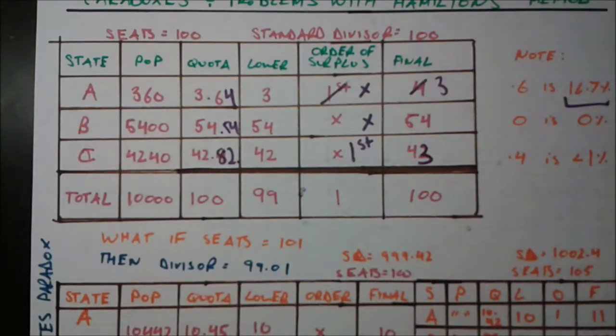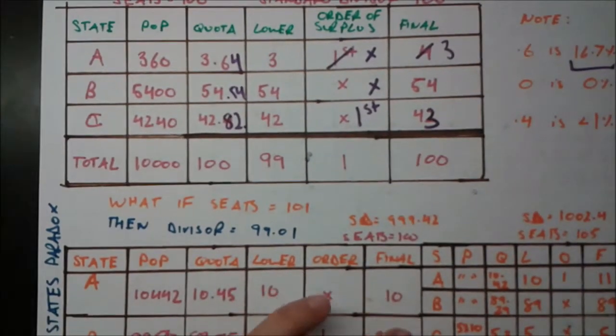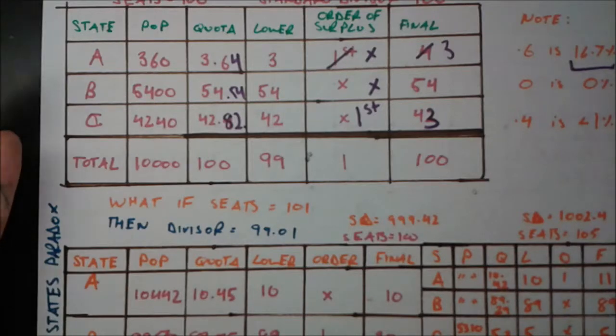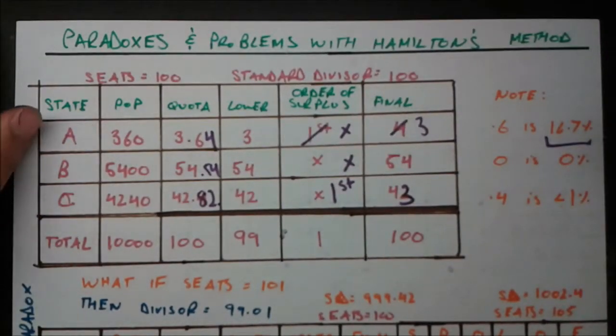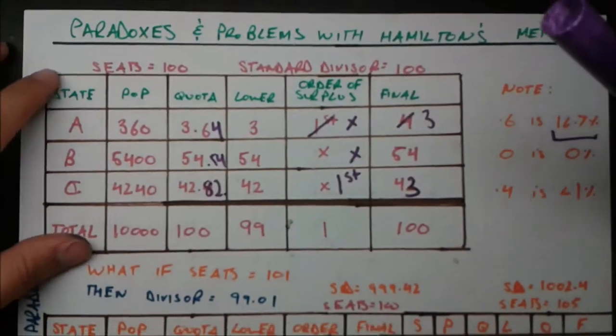That's kind of devastating for state A, because state A, having only 360 people, losing one seat is a really big deal. It's like losing a lot of representation in your population. So our gut tells us that by increasing the number of seats, you're just going to be adding seats to people, not taking seats away from anyone. But under Hamilton's method, it is very possible for especially small states to lose seats. So that's one bad thing.